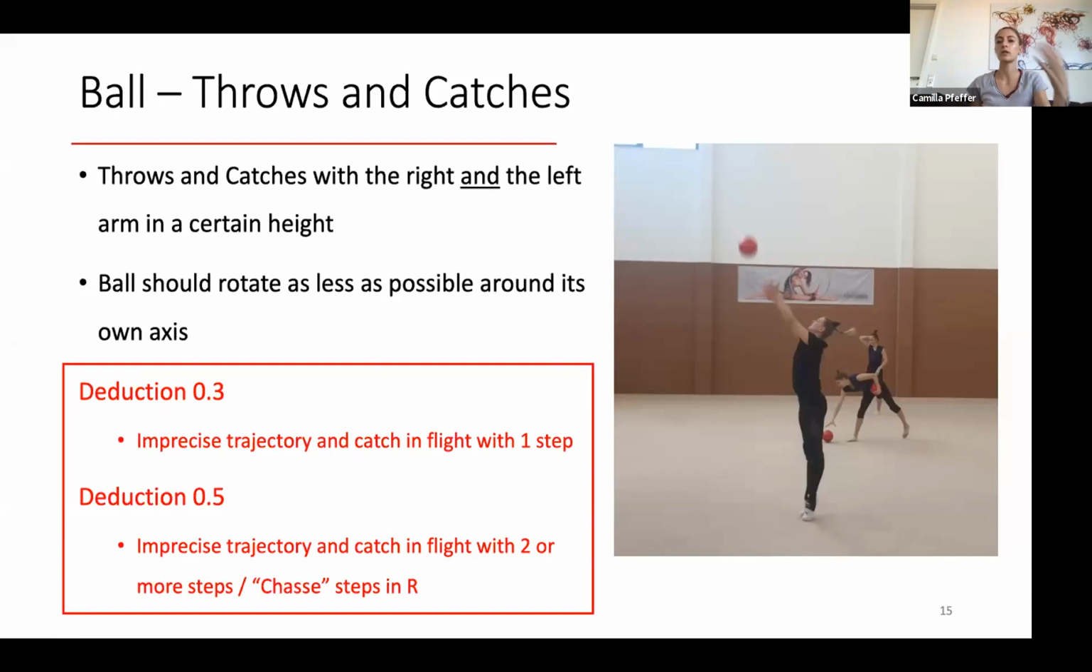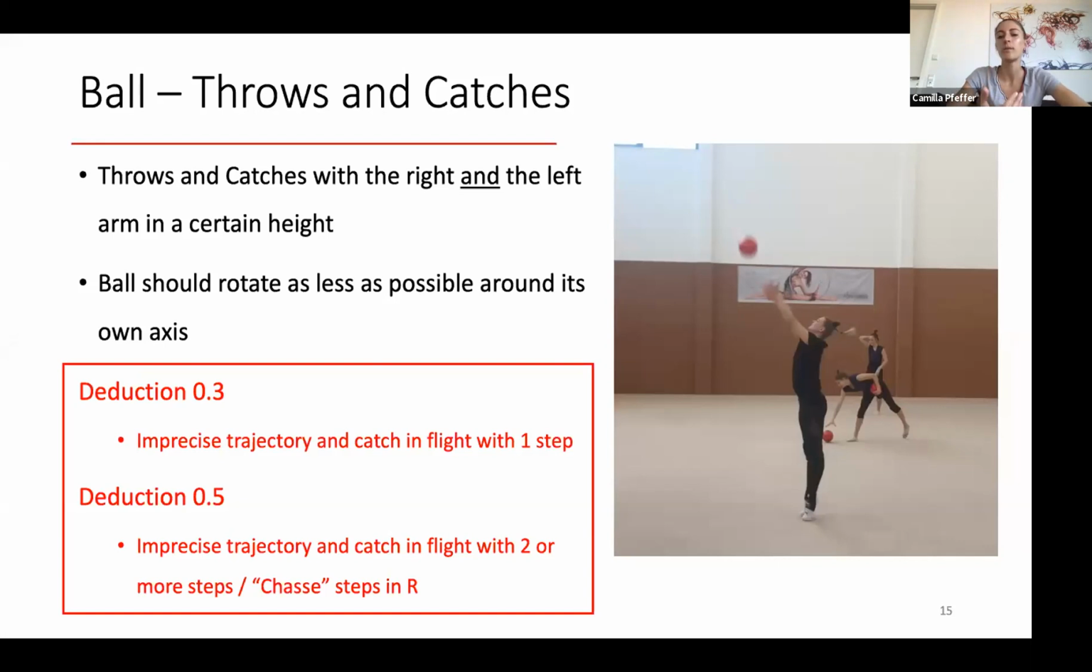And not only for this reason, but also for health reasons, it's very important. Otherwise you will develop asymmetries in your body. So it's very important to always throw with the right and the left hand. And as I already explained to you before, the ball should not rotate too much in the air. Otherwise, you will not be able to catch it in the right manner.